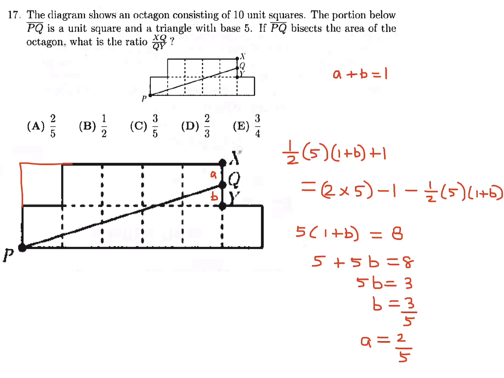And now we can find the ratio of XQ over QY, which is a over b, which is 2 over 5 over 3 over 5, and that is just 2 over 3. So number 17, the answer is D.